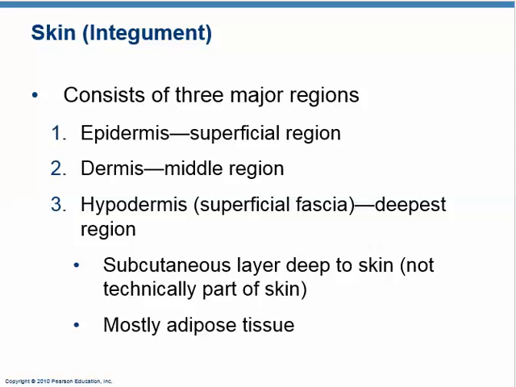There's the epidermis, which is the non-vascularized epithelial region that's found most superficially. It's supported underneath by a largely connective tissue region called the dermis. And then deep to that is the hypodermis, which is really superficial fascia. It's mostly made out of fat, and there's a debate as to whether it should even be considered part of the skin.